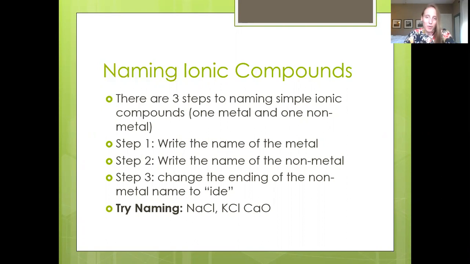Ionic compounds are probably the easiest to name. You just write the name of the metal first, then the name of the nonmetal, and then you just switch the ending to IDE. So for example, NaCl here, Na is sodium, Cl is chlorine, and so the name of NaCl would just be sodium chloride. With the next one, it would be potassium chloride.